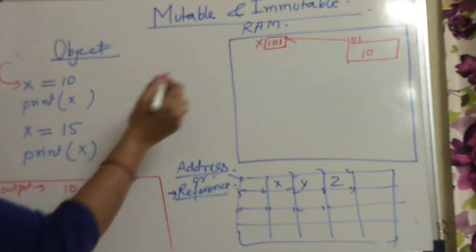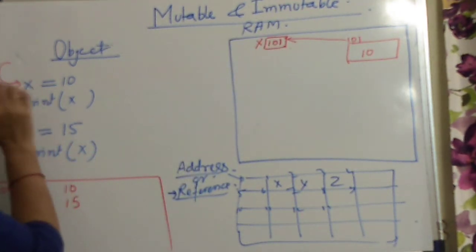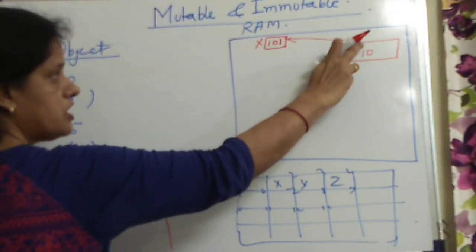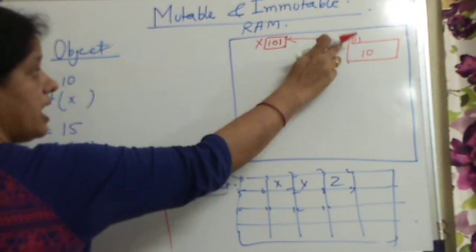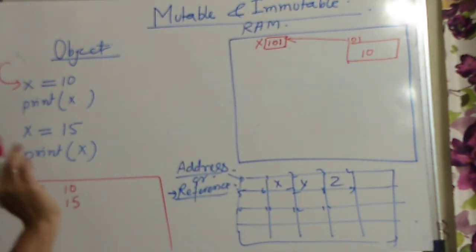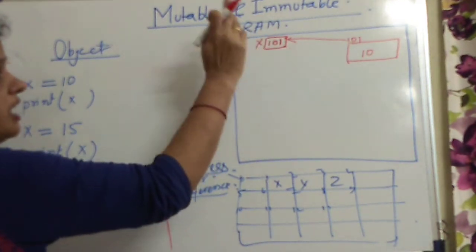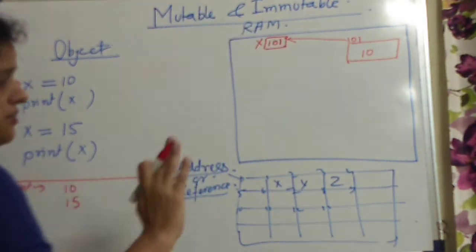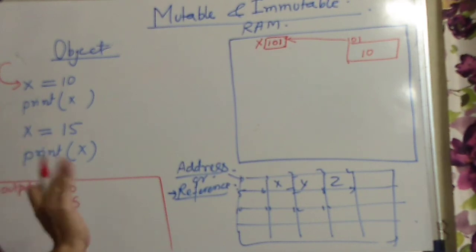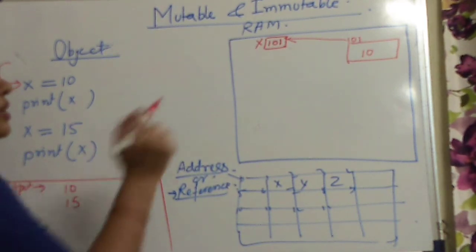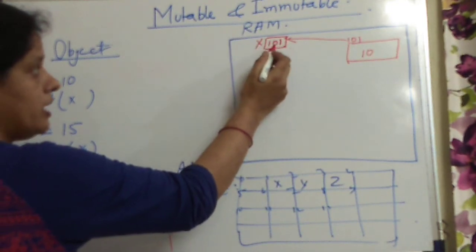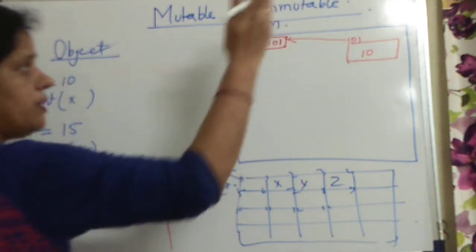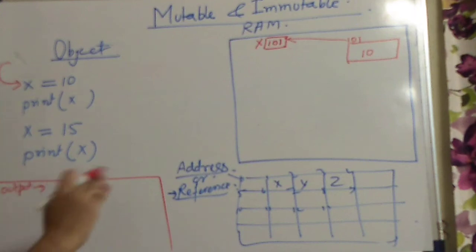Once again, you have written x equals 10. 10 will be stored somewhere in the memory, that memory location will have an address, and that address will be stored in x. So now you can say that x is holding a reference to 10. Where the 10 is stored, x is holding a reference. Internally address and reference are the same, but you can say here that x is holding the address of 10, where the 10 is stored. So x is referring to the address.